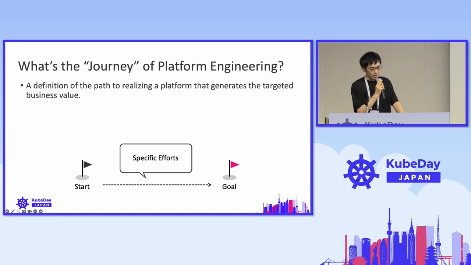So, the journey defines the path to realizing a platform that generates the targeted business value. And it involves setting the goals of the platform initiative and identifying the specific efforts to try to achieve them. It may be similar to planning or creating a roadmap in a technical software product. However, utilizing the maturity model makes the value and benefits more concrete.